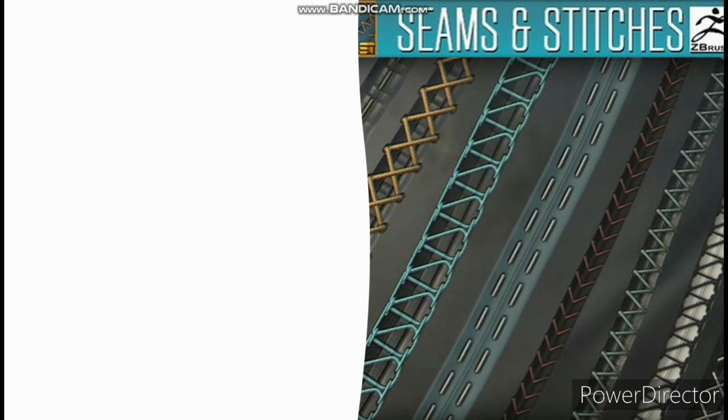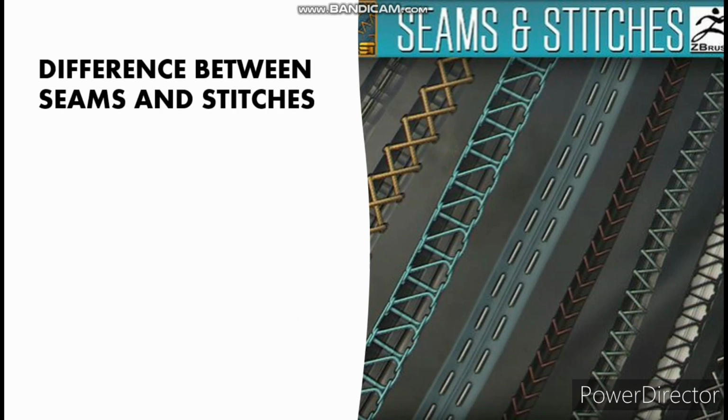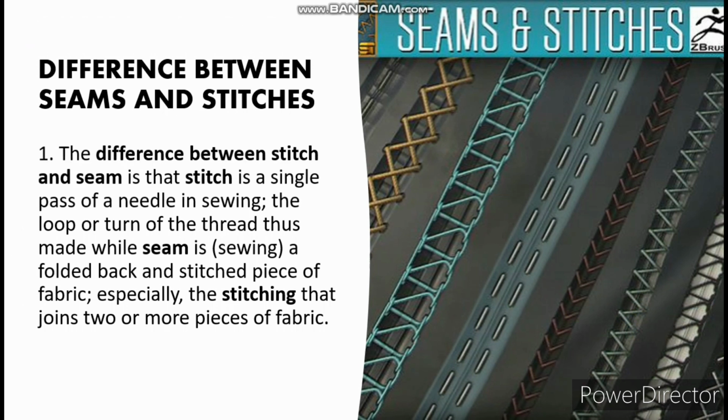Seams and stitches. Let's look at the difference between seams and stitches. Last time we talked about stitches and now we are talking about seams. So what is the difference between them? Is there any difference or none at all? The number one difference is that a stitch is a single pass of a needle in sewing. If you remember, we said a stitch is what? Made by passing in and out a threaded needle to make a specific design.